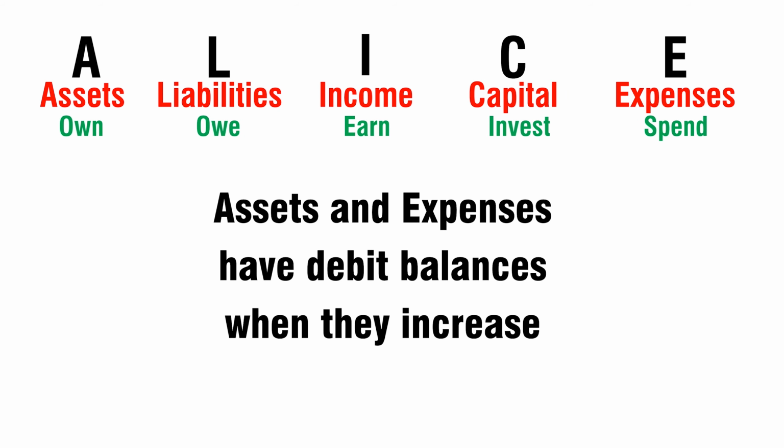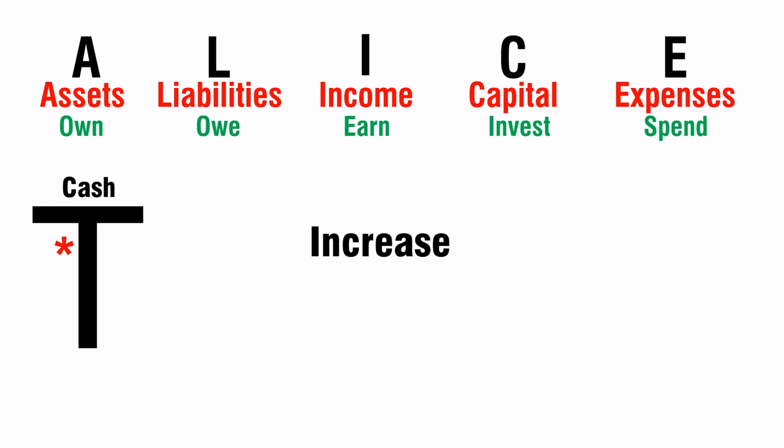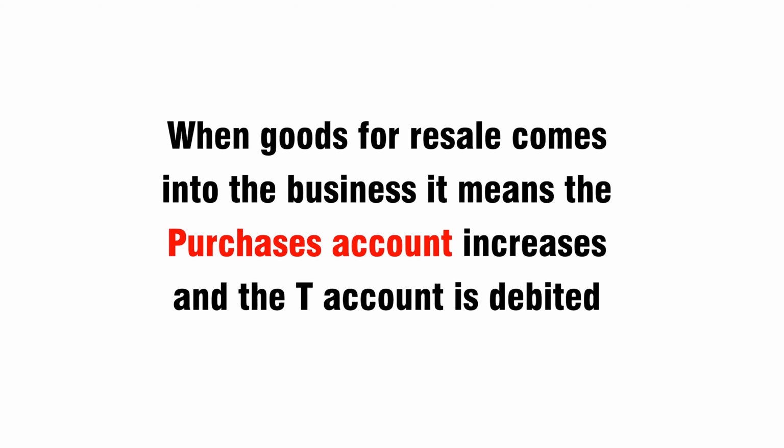Assets and expenses have debit balances when they increase. When cash comes into the business, it means the cash account increases and the T account is debited. When goods for resale come into the business, it means the purchases account increases and the T account is debited.